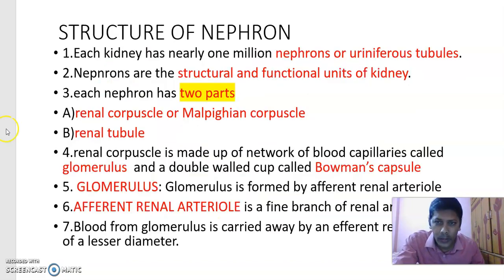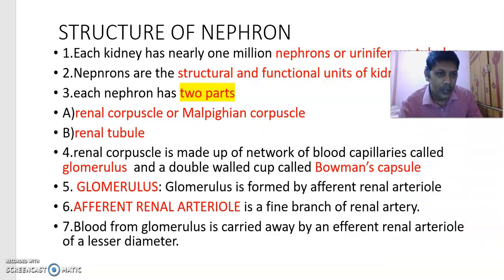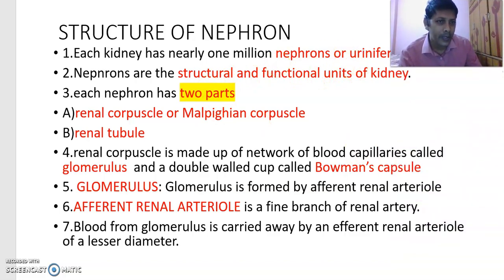Okay, now look at the structure of the nephron. Each kidney has nearly 1 million nephrons, otherwise called uriniferous tubules. Nephrons are the structural and functional units of the kidney. What are the structural and functional units of the kidney? Nephron, you know that. The nephron is also called the uriniferous tubule.